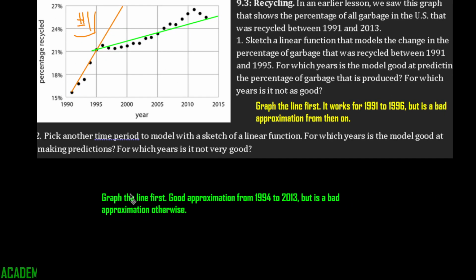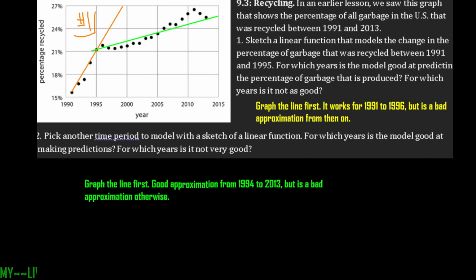So same kind of idea. We graph it first. It's a good approximation from 94 to 2013. However, besides that, it is not that good. So this one's going to be number 2. So again, notice how these points are close to the line. However, these points on our first line are not close to our green line.